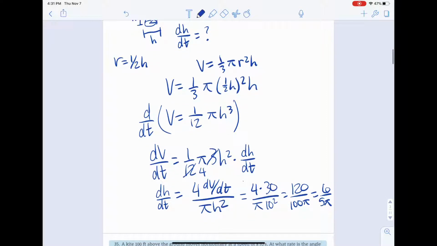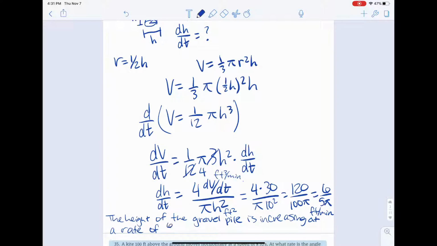And to figure out the units, we have dV/dt, which is feet cubed per minute, over height, which is in feet, but it's squared, so feet squared. And feet cubed per minute divided by feet squared gives you feet per minute. So the height of the gravel pile is increasing at a rate of 6/5 pi feet per minute.